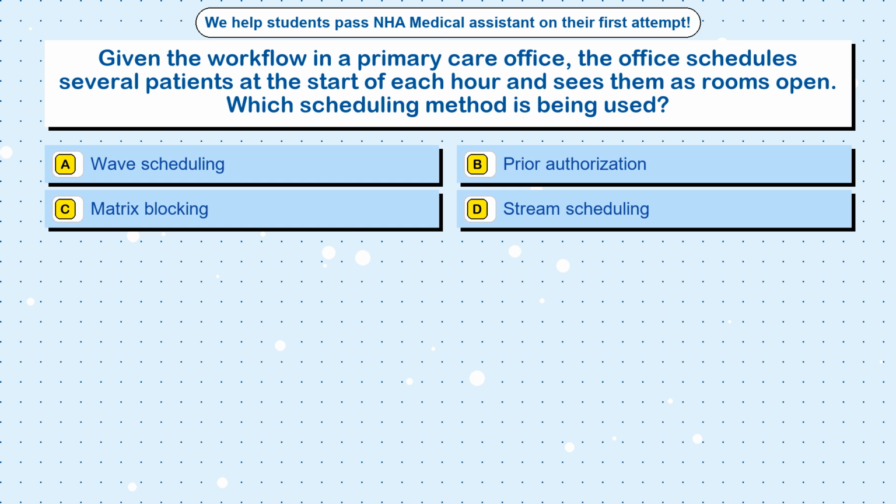Question 18. Given the workflow in a primary care office, the office schedules several patients at the start of each hour and sees them as rooms open. Which scheduling method is being used? Option A, wave scheduling. Option B, prior authorization. Option C, matrix blocking. Option D, stream scheduling.